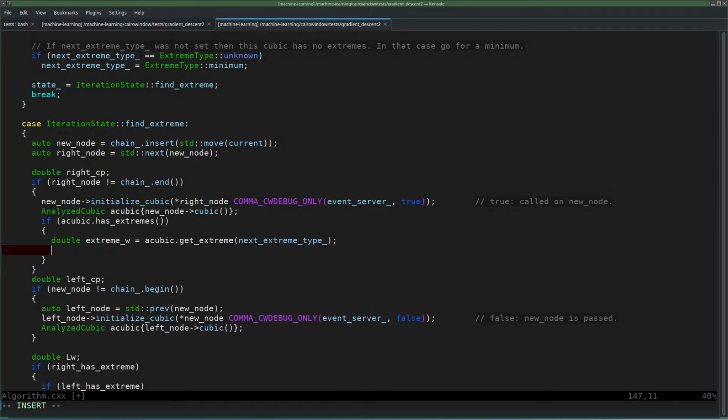So now I have the extreme value of this cubic. And we need to know if it is in between the 2 points that I have. Which points? Wait a minute. I don't know the next point yet. That would be this one.